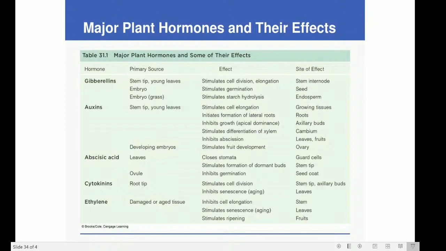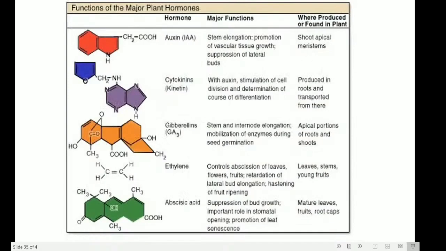This is another representation, a table representation. Here they mention a number of different functions. Here are the structures of auxins, for example IAA. This product is found in the shoot apical meristems, and the cytokinins are present in the root. Gibberellin, that is GA3, is present in the apical portion of the root and shoot. Ethylene is present in the leaf, stem and young fruits, and abscisic acid is present in the mature leaf.